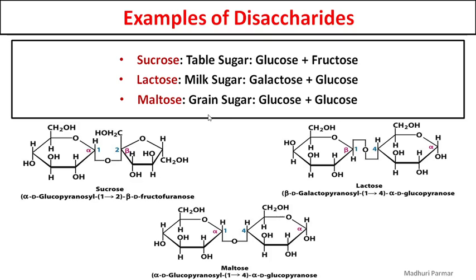Finally, there is maltose, which is the grain sugar. When you eat, let us say, a piece of chapati, you chew it for a long time. The sweetness you get from chapati is because of maltose and glucose. It is basically a disaccharide made up of glucose and glucose. So here you have two molecules of glucose which are attached to each other through a glycosidic bond between the first and the fourth carbon of the sugars. Clear?